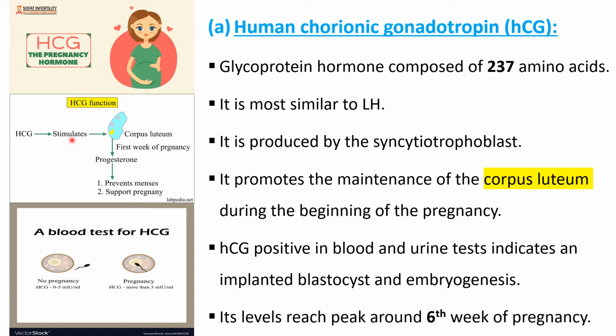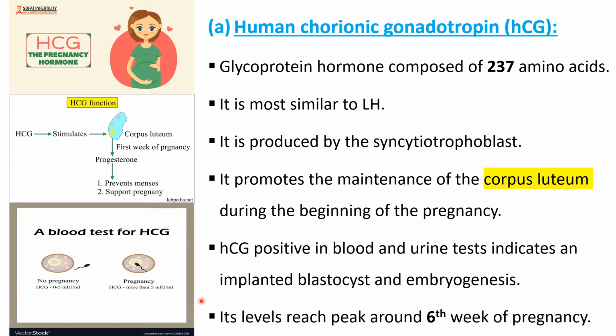Here HCG stimulates the corpus luteum on the first week of pregnancy. Immediately the corpus luteum secretes the progesterone. Here the progesterone hormone performs two main functions. One is that it prevents the menses. The menstrual flow will stop temporarily and support the pregnancy, I mean support the development of the young fetus.